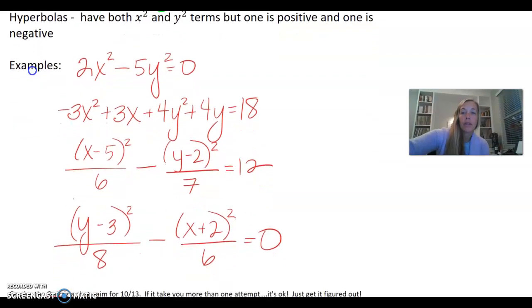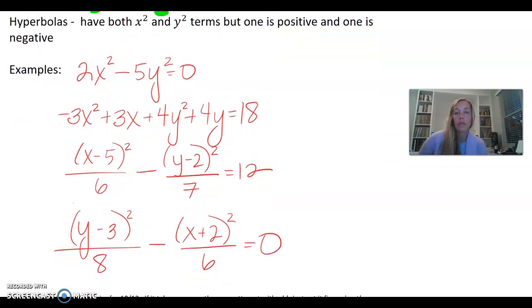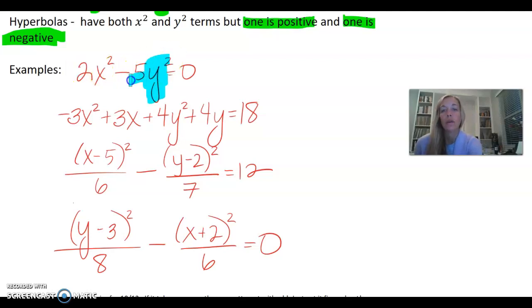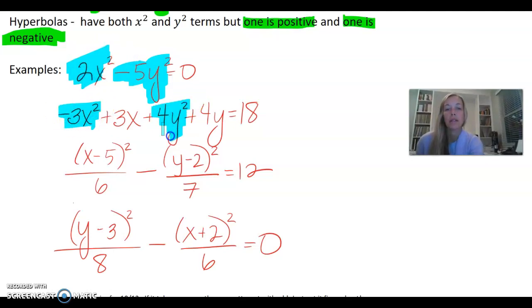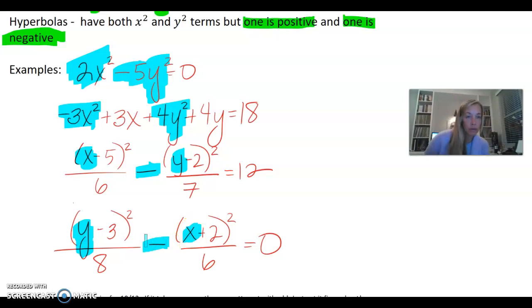And then finally, hyperbolas. They have both x squared and y squared terms, but one is positive and one is negative. So you don't really need to worry about what the coefficients are, like what the numbers are. As long as one is positive and one is negative, it's going to be a hyperbola. So hyperbolas are also easy to pick out. You can see here that this y squared is negative, but the x squared is positive. Same here, -3, +4: x squared is positive, y squared is negative if you were to expand it. And same here, y squared is positive, x squared is negative if you were to expand it.